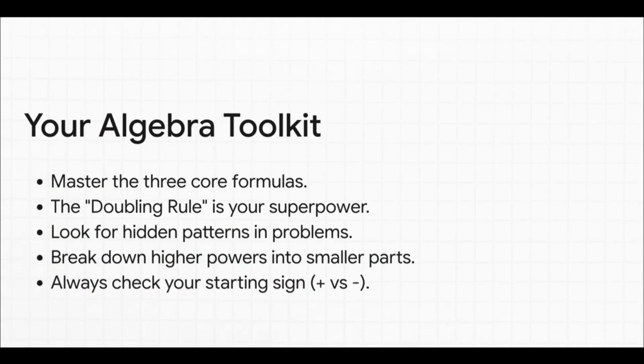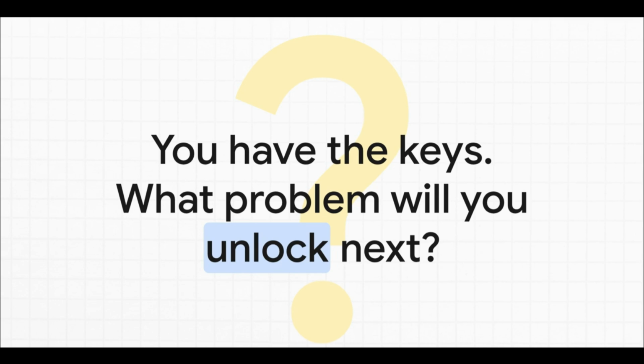So let's wrap it up. This is your new algebra toolkit. You've mastered the 3 core formulas. You've got the doubling rule as your superpower. You know how to look for hidden patterns, how to build bigger powers from smaller ones, and crucially, you know to always, always check that starting sign. That's the whole system. With these tools, a whole category of algebra problems that used to look really intimidating are suddenly pretty straightforward. The confidence you get from mastering this is a huge advantage. So, you've got the keys. The only question left is, what problem are you going to unlock next?